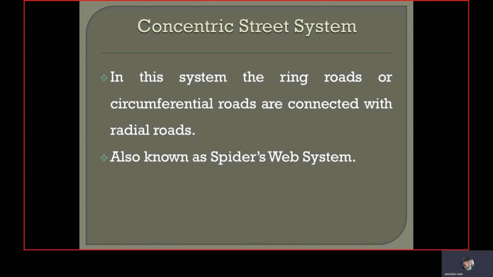Let us see what is the concentric street system. It is an enclosed network of streets that connects ring roads with the radial roads. In this street pattern, if the radial roads are not well developed, it will result in overloading of the street. This pattern is also known as the spider's web system.